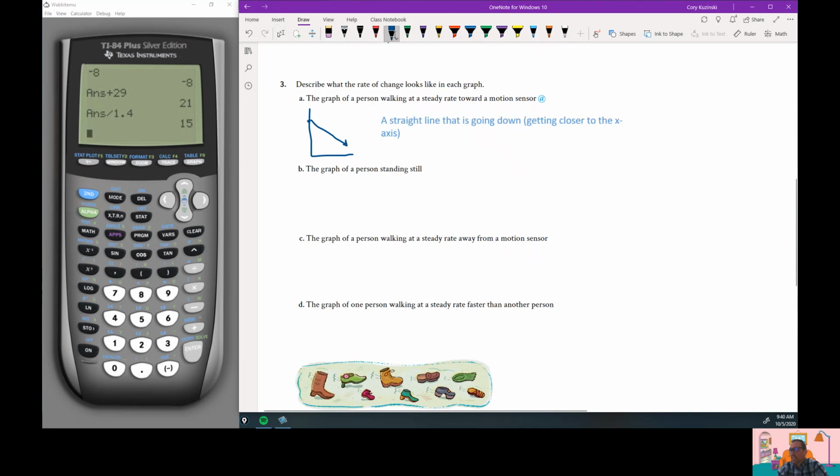The graph of a person standing still. We've talked about this one a few times in class. If they start this far away from the motion sensor and they stand still, they're not going to get any closer to it. So we'll just say that that's going to be a horizontal line. The graph of a person walking at a steady rate away from a motion sensor. If they start this far and they walk away, they're going to get further away from it. So this is basically the same as the answer to A. It's going to be a straight line that is going up.